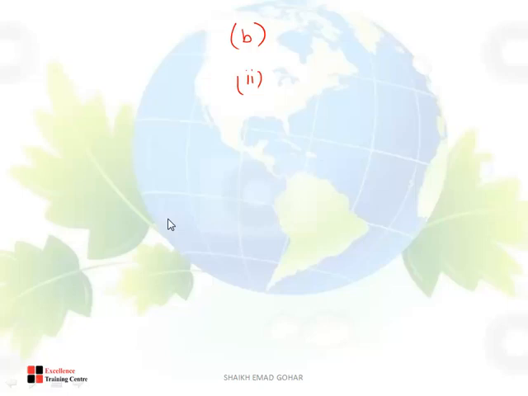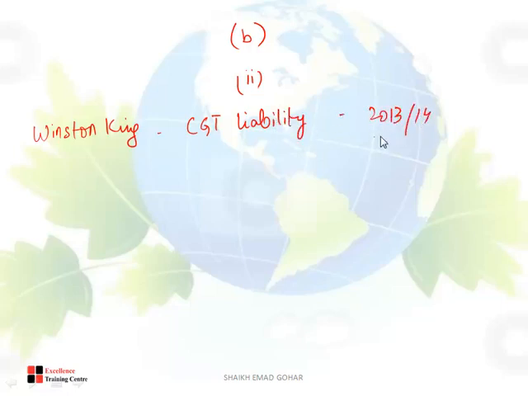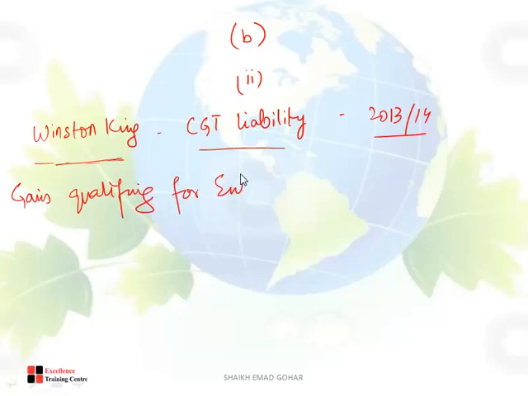Okay. So again we need to write the heading. What heading we should write? Winston King, capital gain tax liability 2013/14. So gains qualifying for ER, gains qualifying for entrepreneurs relief.